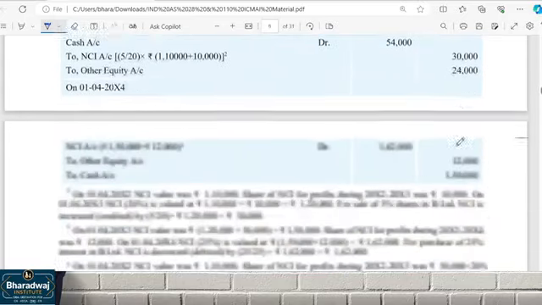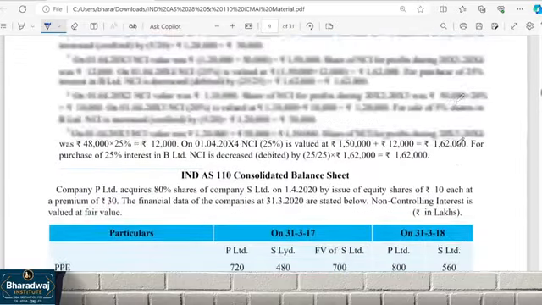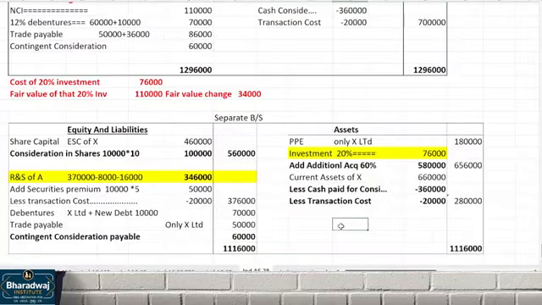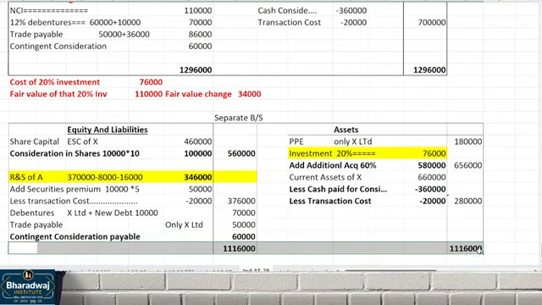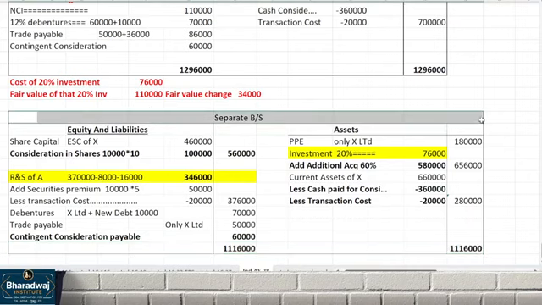Like this, I request you to go through 2D also. You can go through it later. I'll share the working.